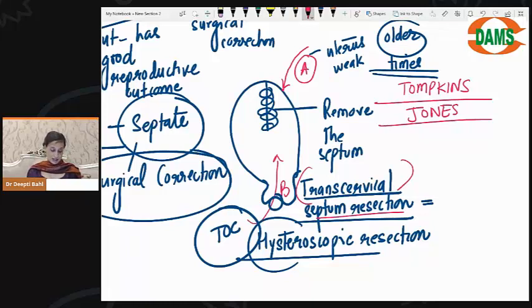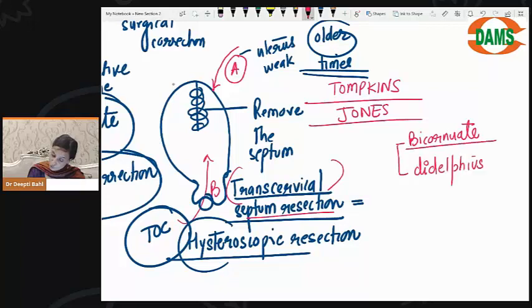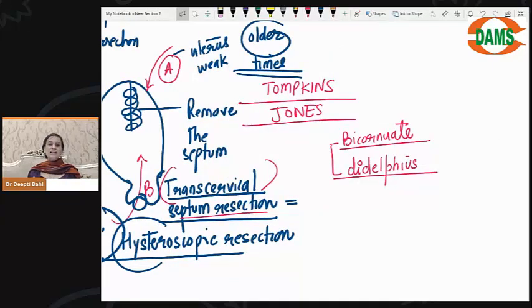Usually, I said bicornuate and didelphys. Do they have a good outcome or bad outcome? Usually they have a good outcome. In case you want to operate on them, let's say this woman is repeatedly having preterm labor. She has either a bicornuate or didelphys uterus. What would you want to do for her? Now let's say we do want to treat her.